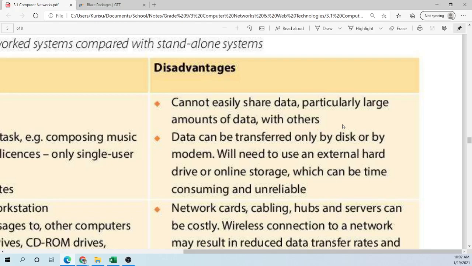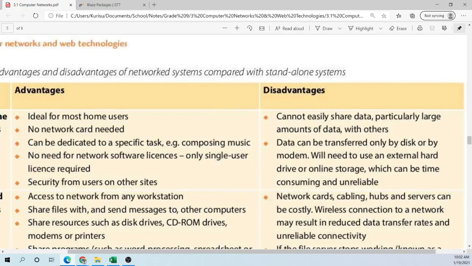So those two disadvantages at the top are for standalone computers. The first one, well, obviously, if you're not a part of a network, then you can't easily share data. You can't easily share resources. And that's the biggest disadvantage. You're not able to share anything. So, yes, you're dedicating your computer for a specific task, such as composing music. But when you finish composing music, when you finish editing the photo, how are you sharing that photo? You're not a part of any network. So it's much more difficult for you to share anything that you are making.